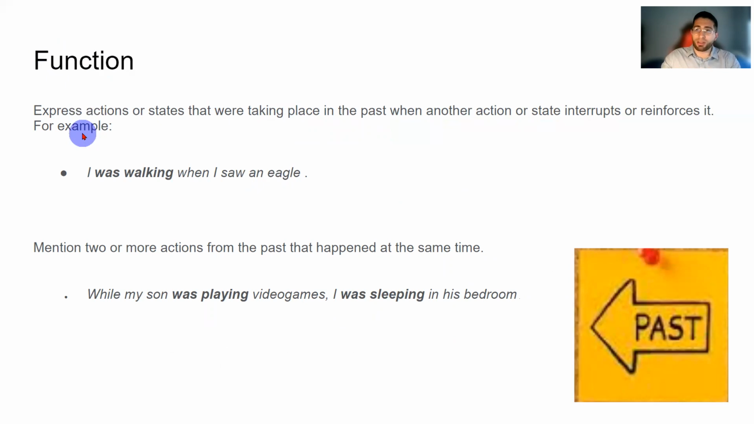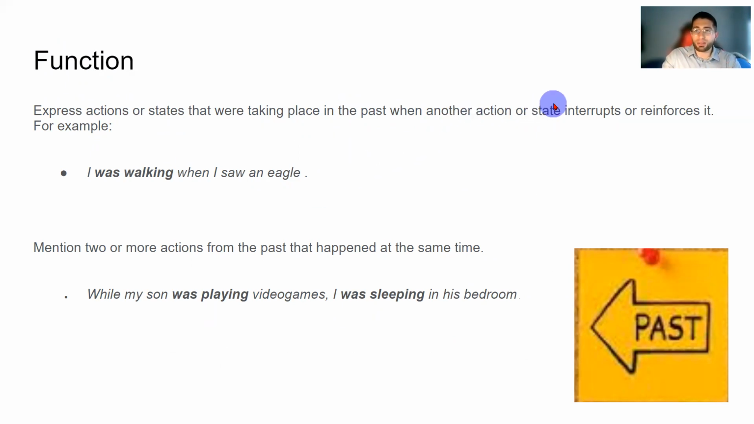¿Listo? Muy bien. Now let's talk about the function, right? Hablemos sobre la función. What we use this tense, or for what, right? O para qué utilizamos este tiempo. Entonces, look, guys. The past continuous expresses actions or states that were taking place in the past, right? Entonces estamos hablando de situaciones y eventos o estados, ¿cierto? O states de ánimo, ¿no? That occurred in the past, que ocurrieron en el pasado, ¿listo?